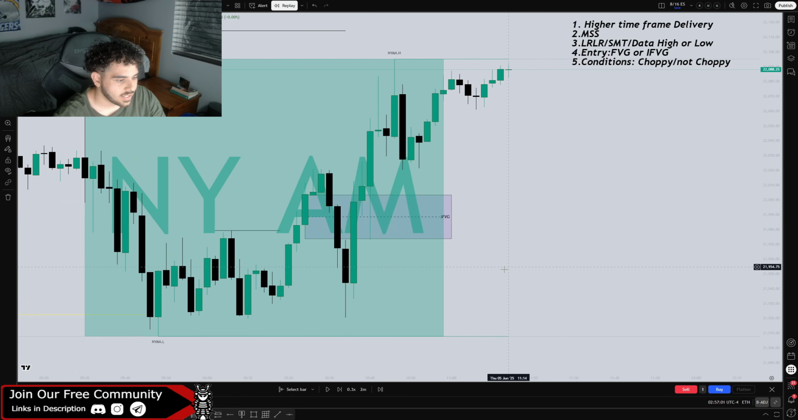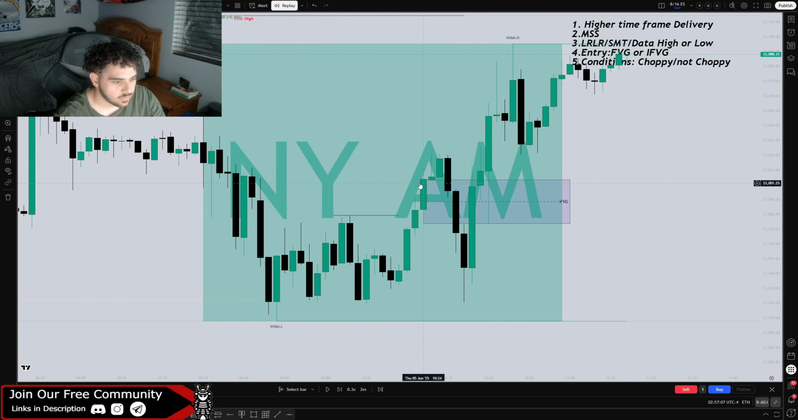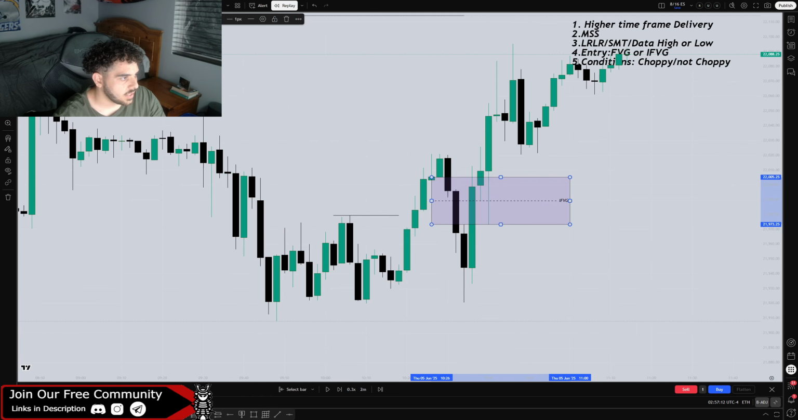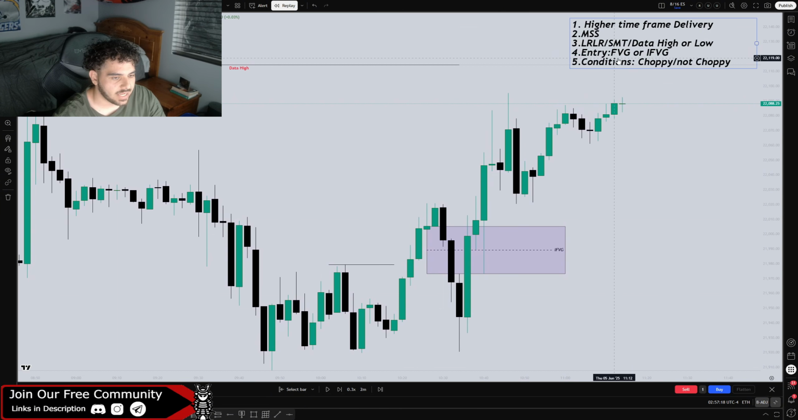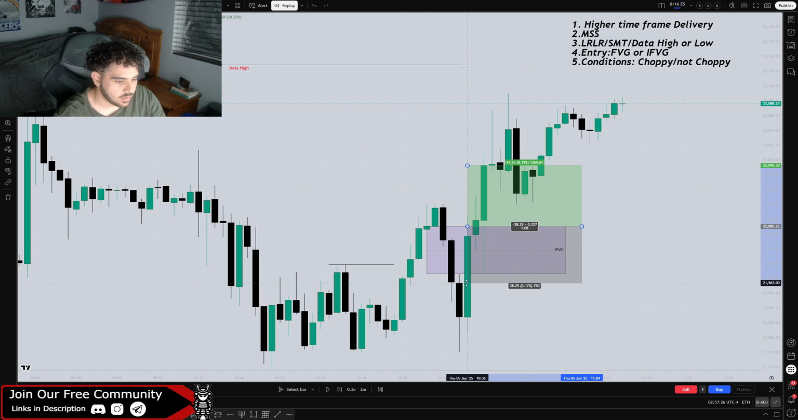Now, going into our entry model, where are we looking for a trade? Well, in here we have two different trades. Even though I use my inversion as one of my identifying factors for my entry criteria, it's also one of my entries. So right here, where would I enter? The top of this inversion, targeting that data high. Now, what is our other entry model? A fair value gap. So either one will work.